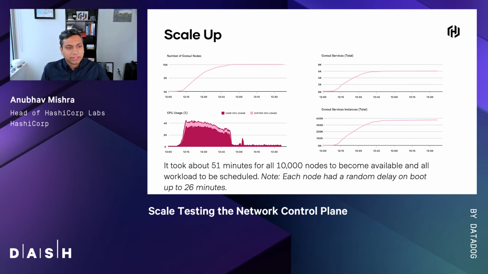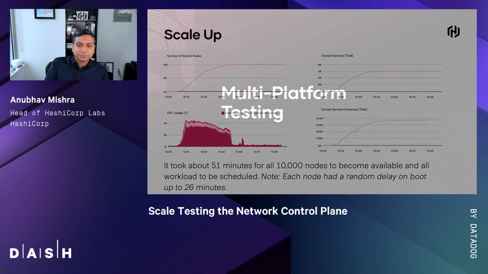And this is very interesting. You can see there's 10,000 nodes. There's about 6K or so console services, and about 300K plus service instances that are running in the cluster, which is pretty interesting. And the CPU usage was about 40% or so, maybe 41 to 45% in the beginning when everything was scaling up, and then it stays consistent throughout when everything is online, which is just a glimpse into what the CPU usage of the control plane is like.